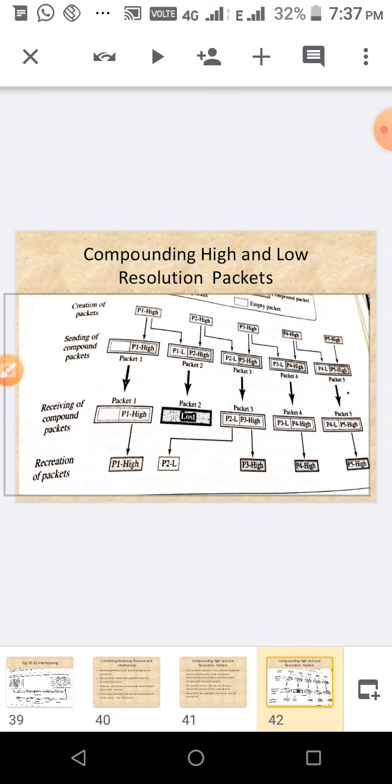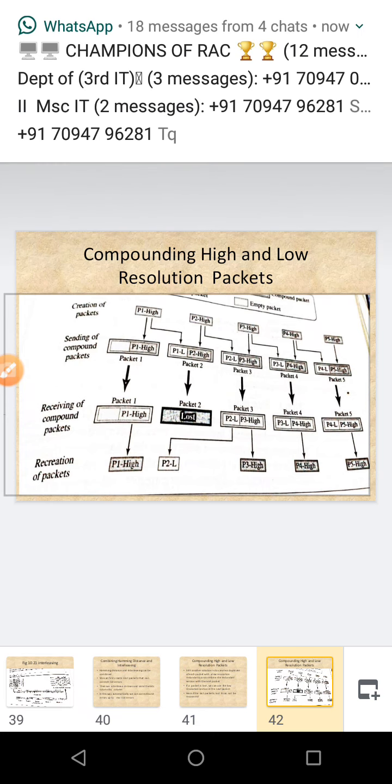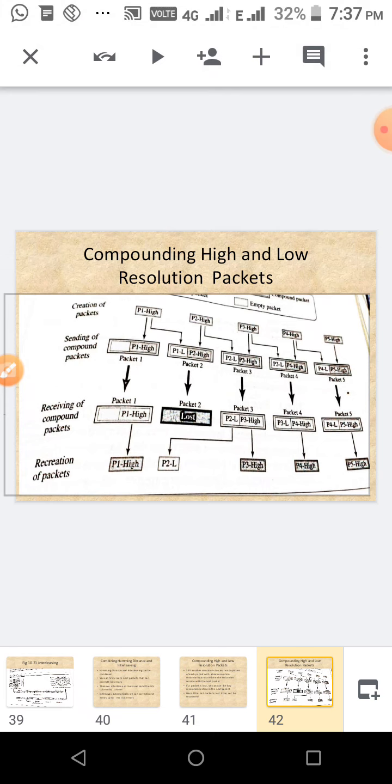Consider this, the creation of packets. See, in the first row, P1, P2, P3, P4, P5 are all the packets. When sending them, how do we send? In the second row, you see P1 high resolution packet will be there. In the next, P2 contains low resolution of P1 plus P2 packet. So in the third, P2's low resolution plus P3 high.